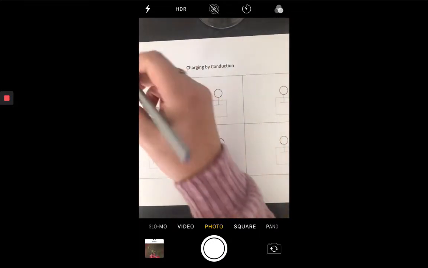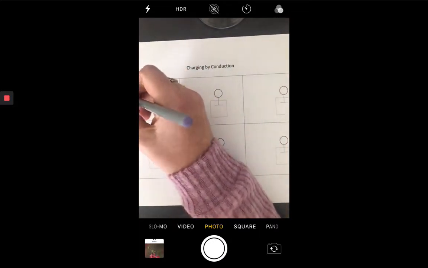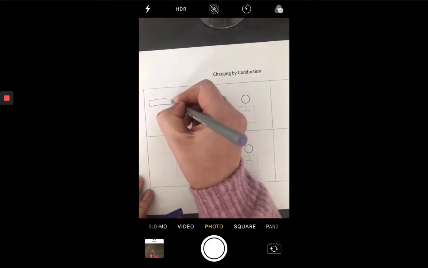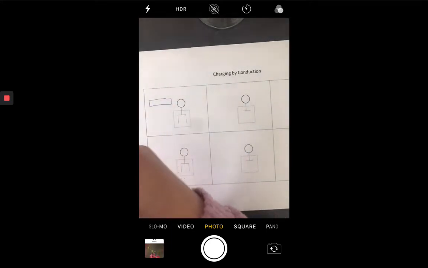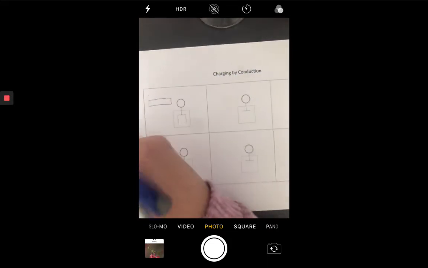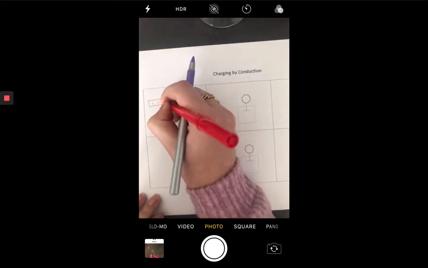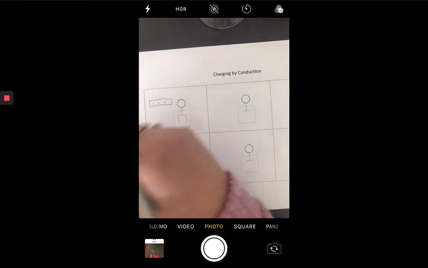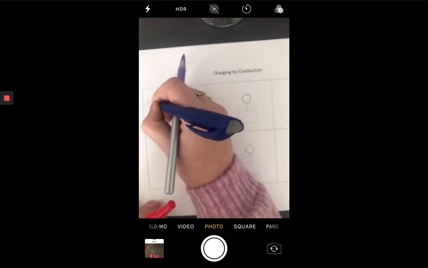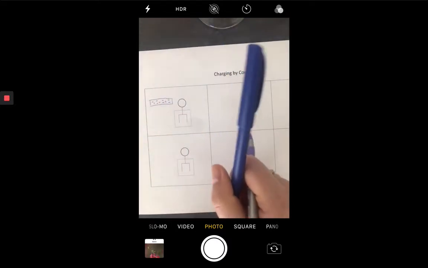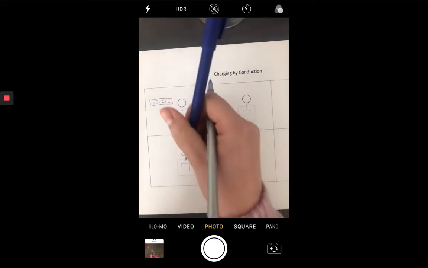Let's start off with a negatively charged rod. So I'm going to make my negative charges in blue and my positive charges in red. So we have a negatively charged rod and a neutral electroscope.